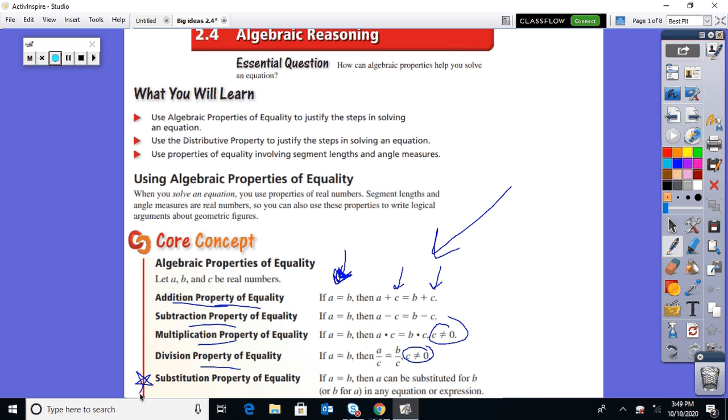Substitution. This is a property that we're going to use a lot this year. This is a powerful statement here. If A equals B, that means you can substitute or replace A for B anywhere throughout an expression.